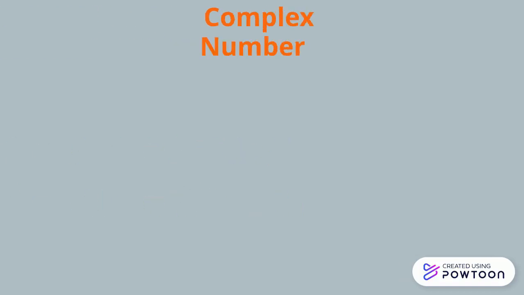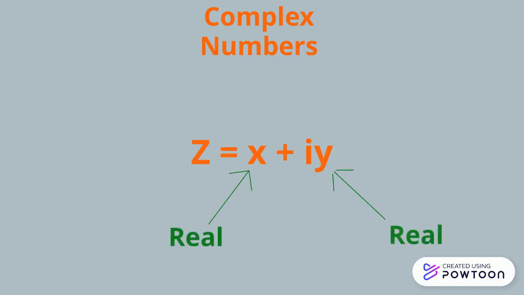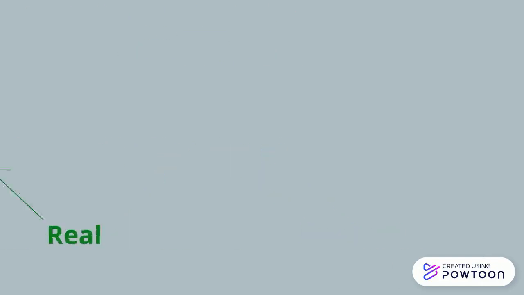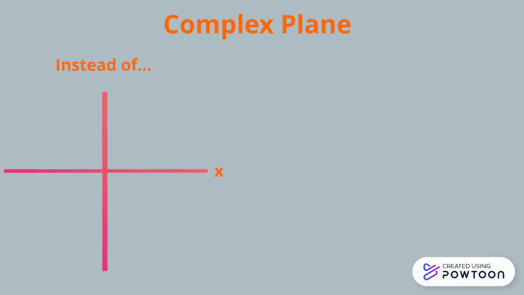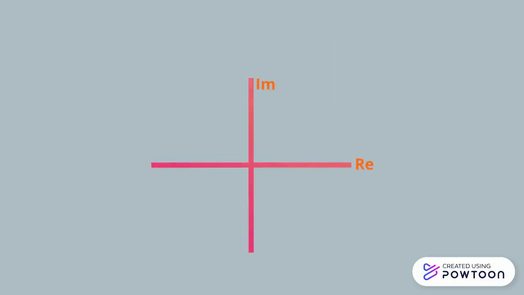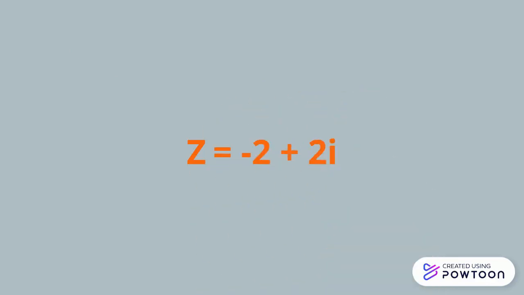A complex number, denoted by the letter z, is equal to x plus iy, where both x and y are real numbers which belong to the complex plane. Instead of working with x and y axes, the complex plane is set up with real and imaginary axes. The value for x is the units of measurement on the real axis, while the value of y is the units of measurement on the imaginary axis. If we have a complex number defined by z equals -2 plus 2i, to graph it on the complex plane, we must travel 2 units to the left on the real axis, and then 2 units up on the imaginary axis. Where we arrive, that is our point z.